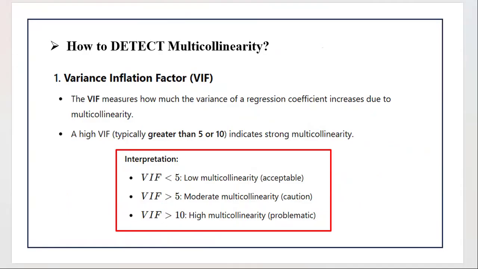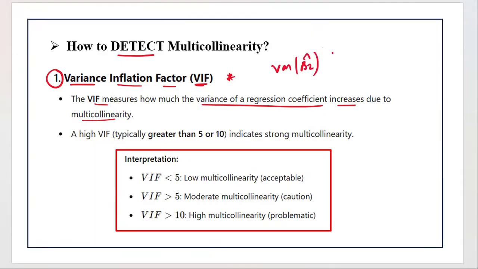Now let's move to the second part, where we will see how to detect multicollinearity. There are several ways we can do this, but the first method is the most commonly used method, which is the variance inflation factor, known as VIF. What is VIF? VIF measures how much the variance of the regression coefficient increases due to multicollinearity. Basically, variance of beta 2 cap is inflated under multicollinearity, and variance of beta 3 cap is also inflated if multicollinearity is present. So the variance inflation factor measures how much the variance of the regression coefficients, namely beta 2 cap and beta 3 cap, is inflated due to multicollinearity, and that gives you a measure for detecting multicollinearity.